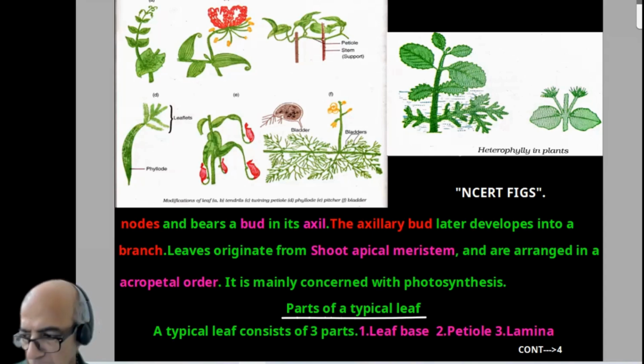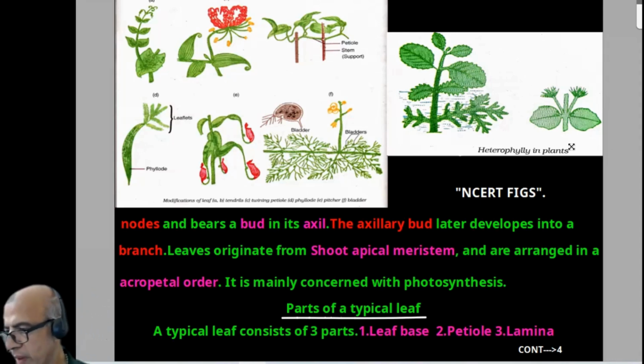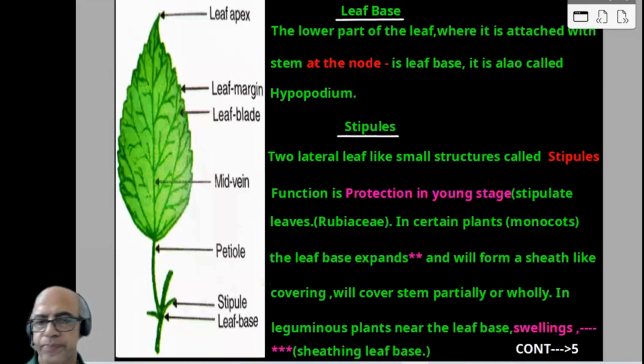Now, parts of a typical leaf. NCERT wise, when we analyze, we can find basically 3 parts. One is the leaf base, the other is the petiole, and the third is called the lamina. I think this page is also clear. Now we can proceed to the next page.